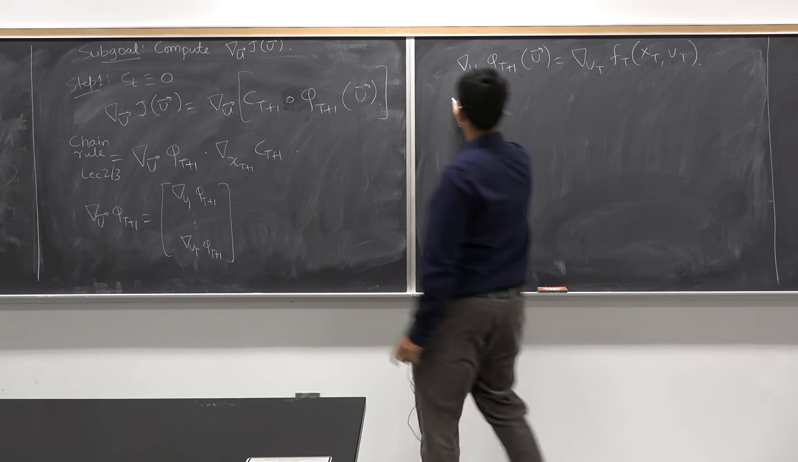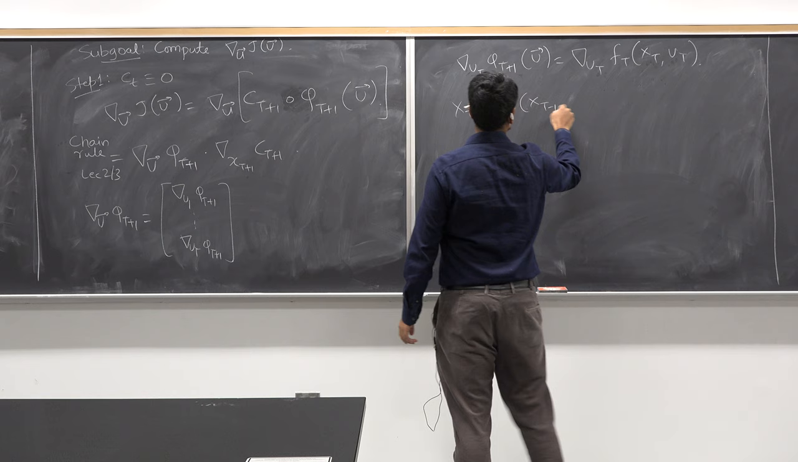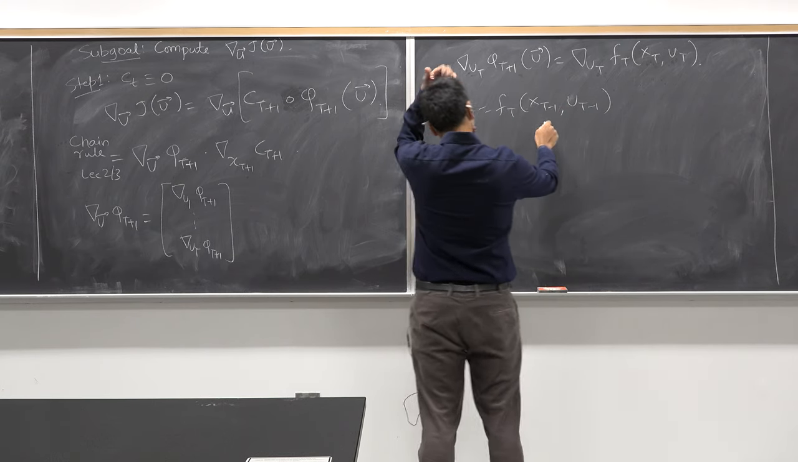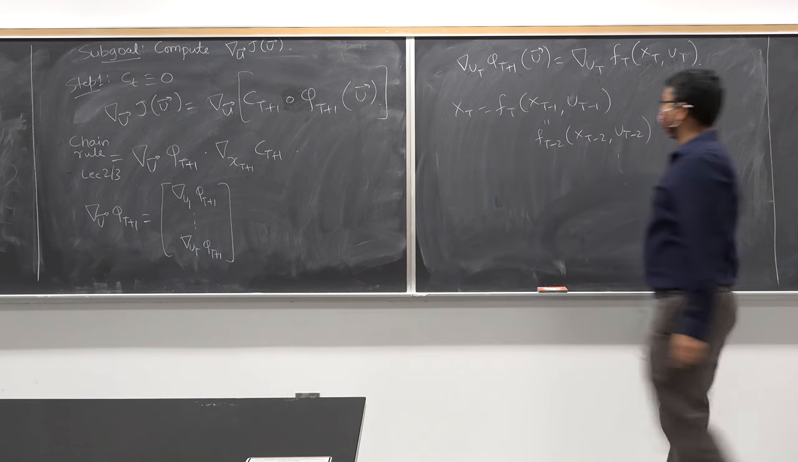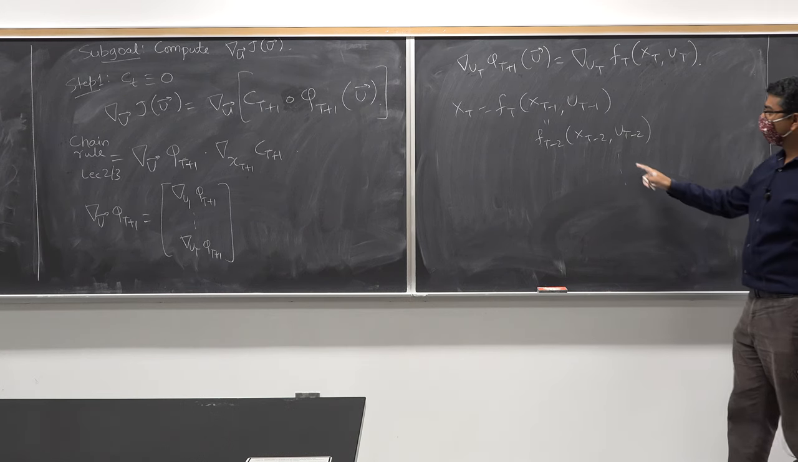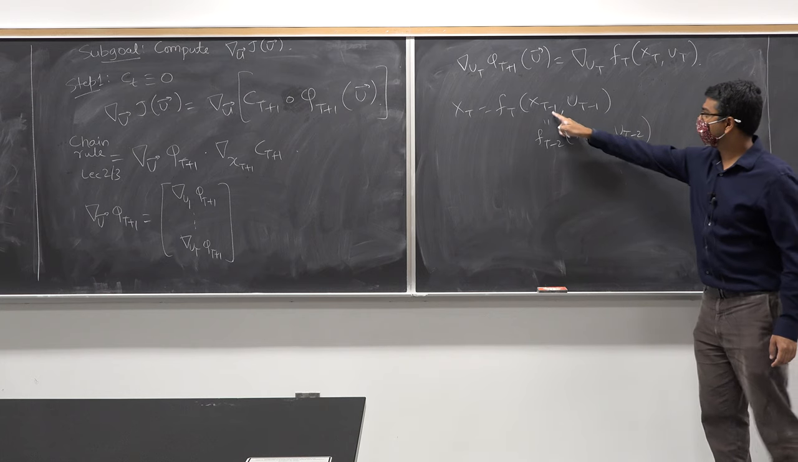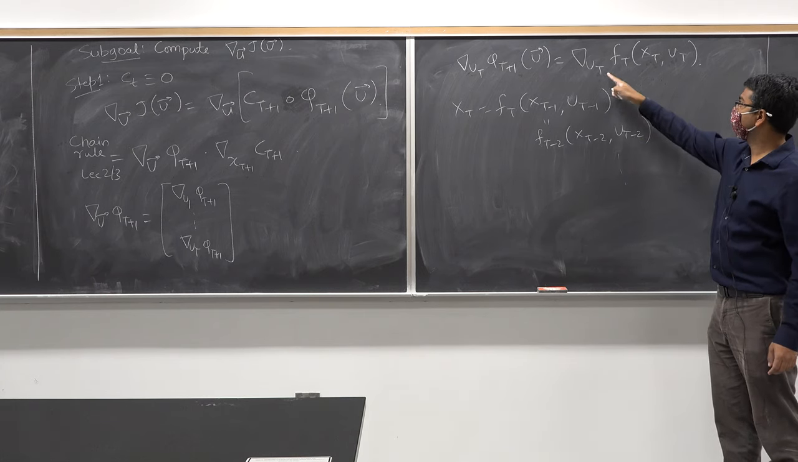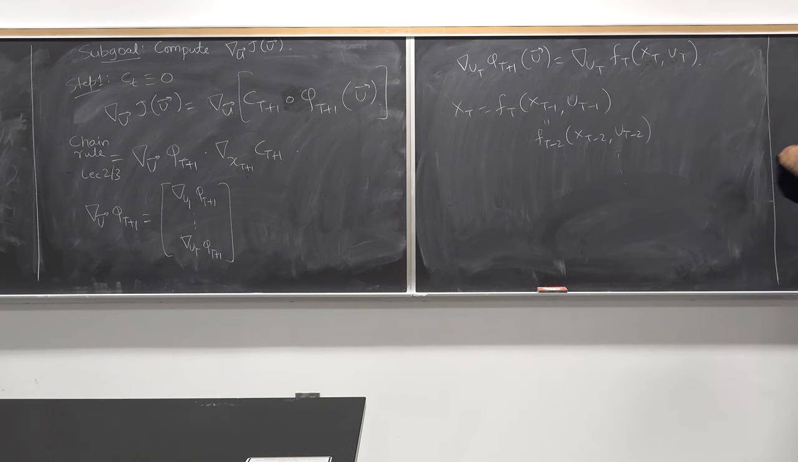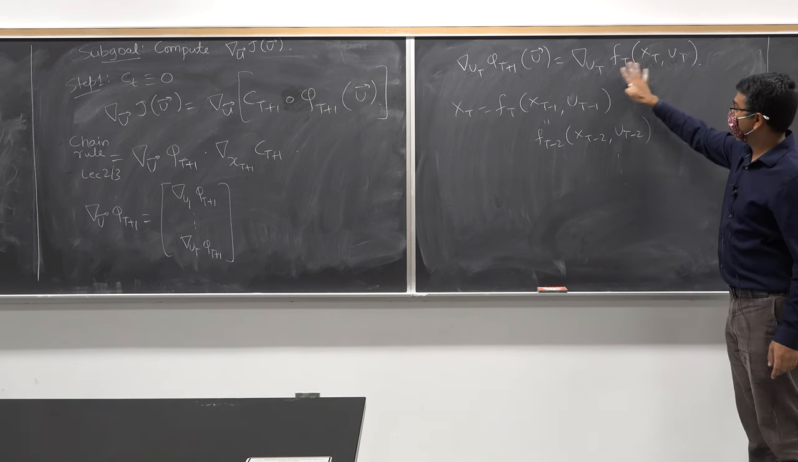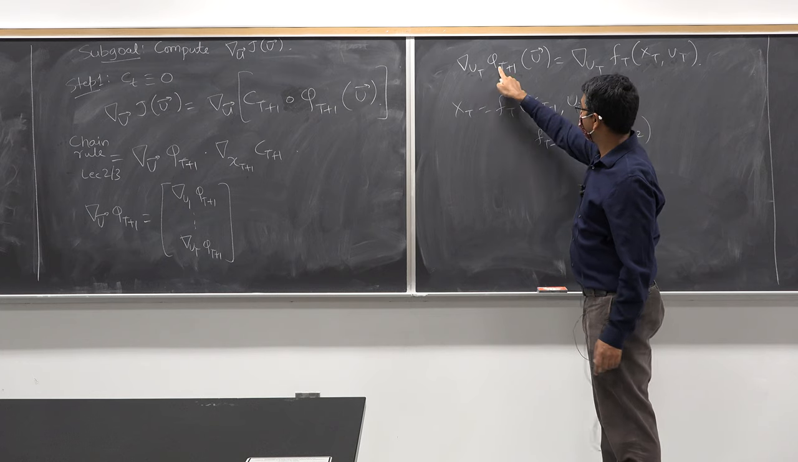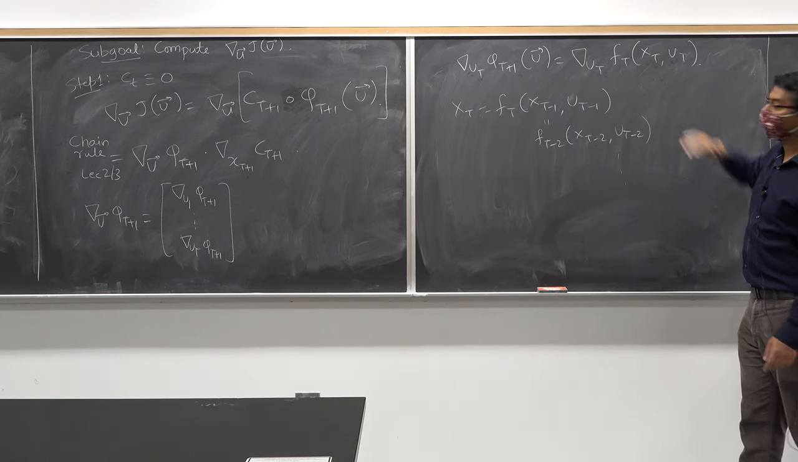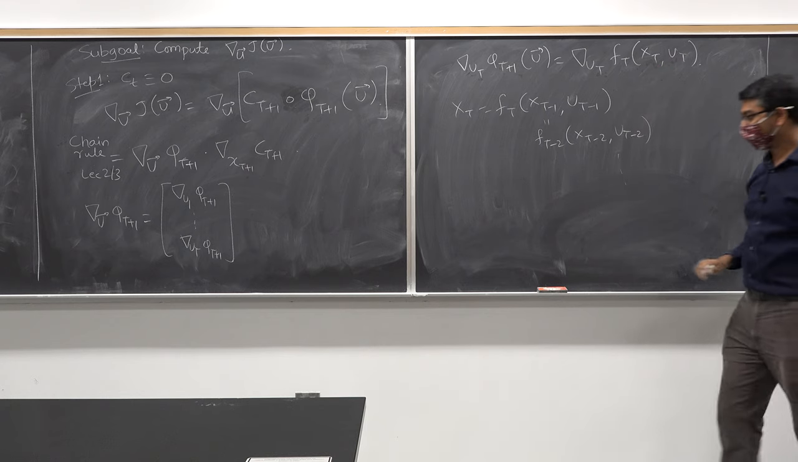Let's look at what xt is. Ft of xt minus 1, ut minus 1. What is xt minus 1? Ft minus 2, ut minus 2, and so on. None of these terms, xt minus 1, xt minus 2, and so on, are influenced by ut, because ut is your terminal action. Ut is what you take at the final time step. So xt is independent of ut. So the gradient of phi t plus 1 with respect to ut is exactly equal to this particular expression, because xt doesn't depend on ut at all.